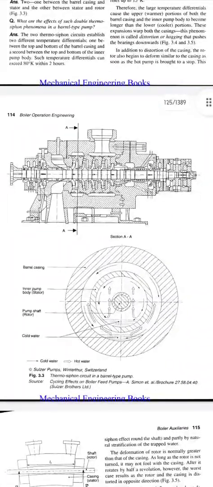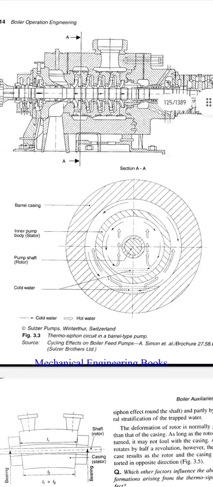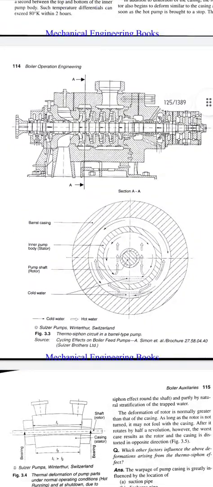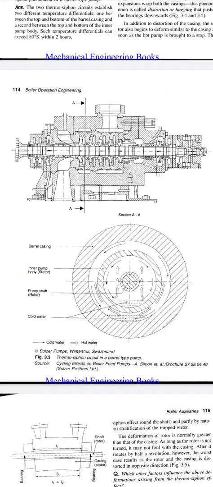Then this is the second diagram. We can see the diagram of a barrel pump. I am reading the description: thermosiphon circuit in a barrel type pump. So here we can see the cross section of AA, at the bottom of the diagram.